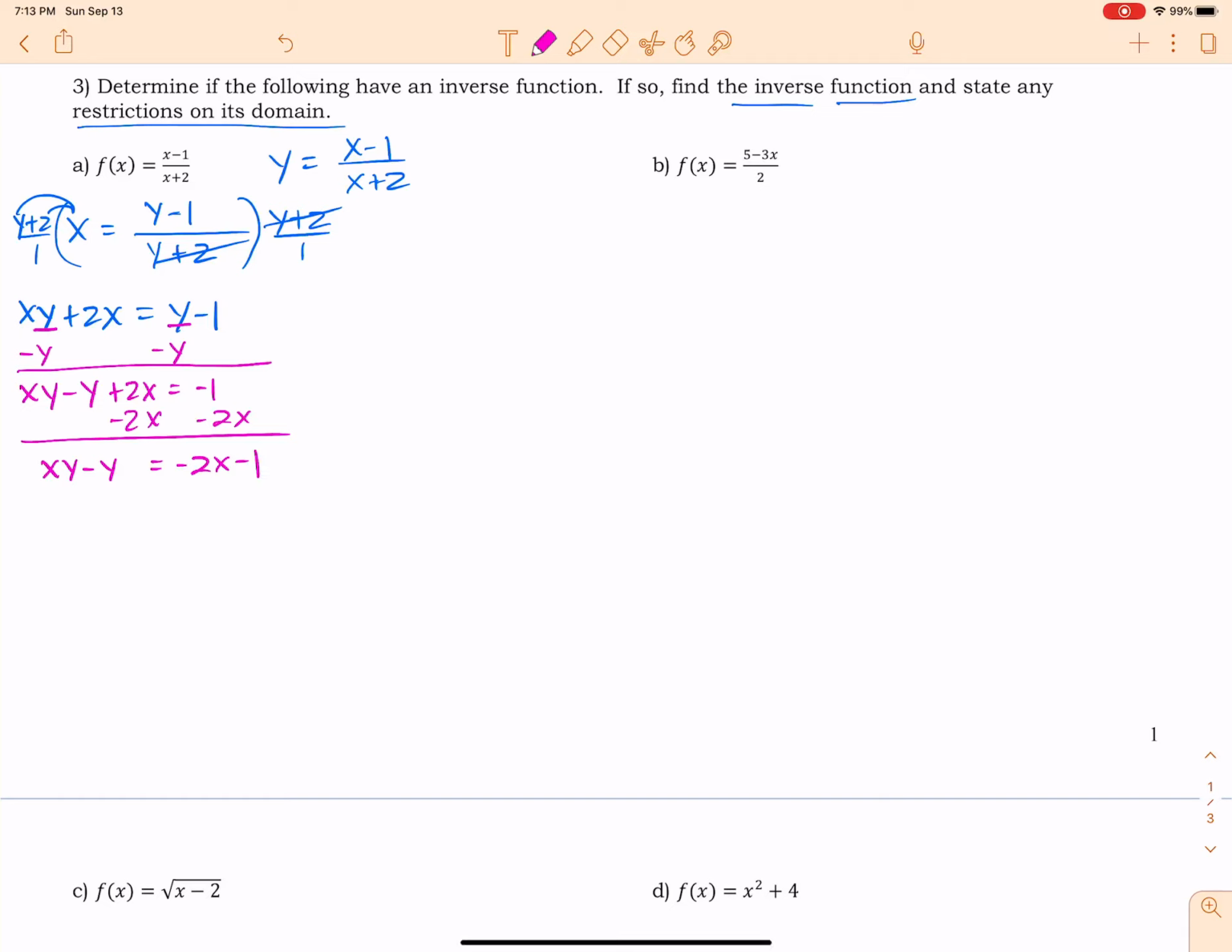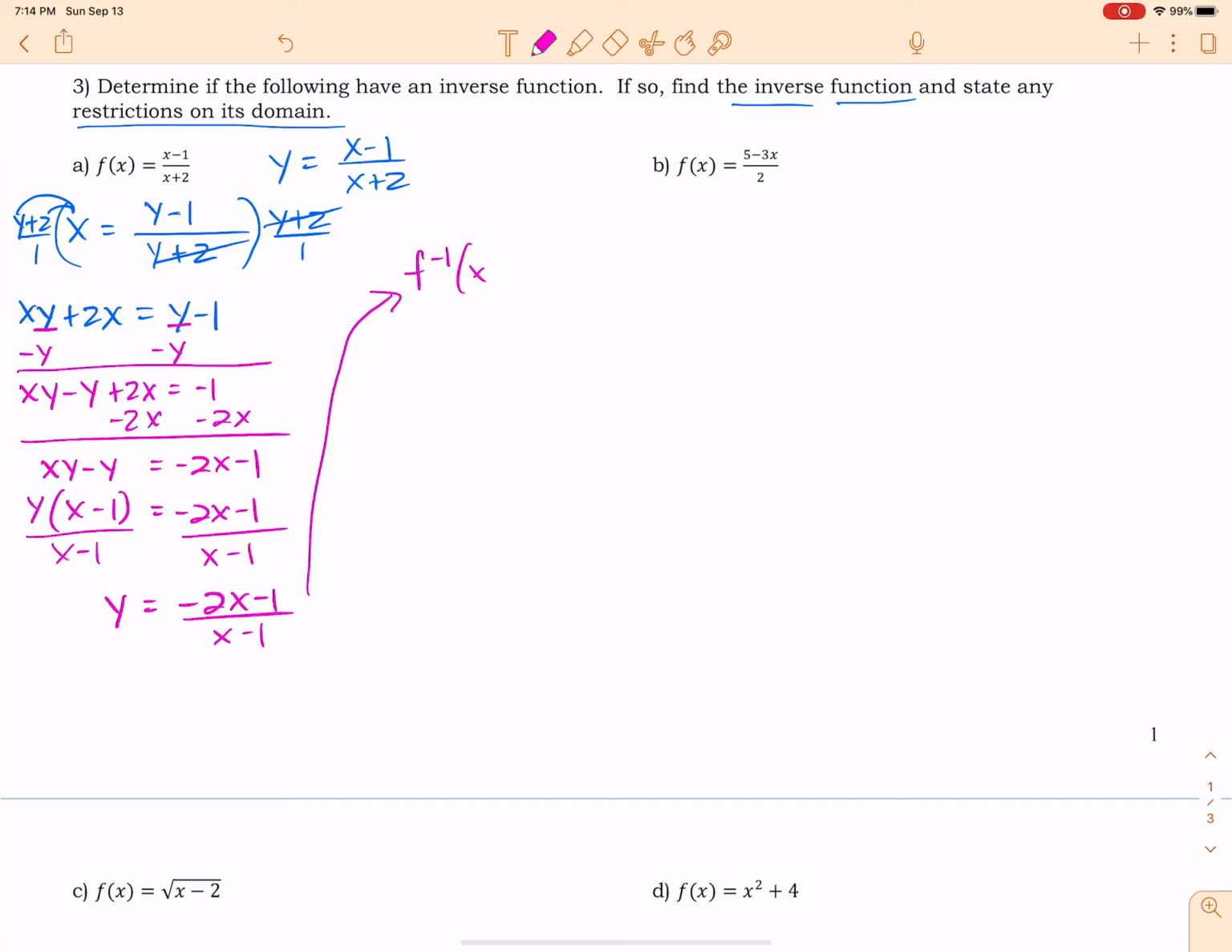Okay, so now that I've got my y's on the same side, I'm going to factor the y out so that I can push the x to the other side. So I'm going to divide both sides by x minus 1. So now I have my function here. And this is a function because it is going to be just like your reciprocal parent. It's just changed a little bit. So you do have one of those reciprocal type graphs here. So we are going to write this as a function, an inverse function. It's the inverse and it is a function.